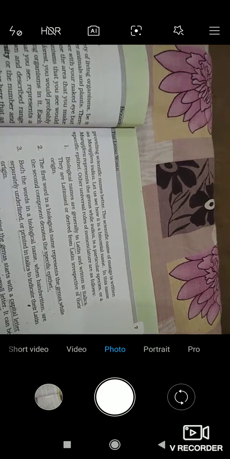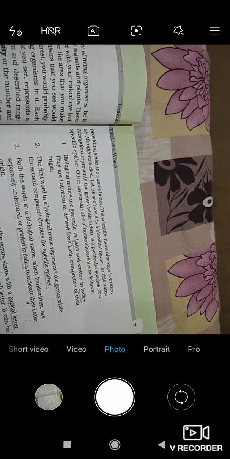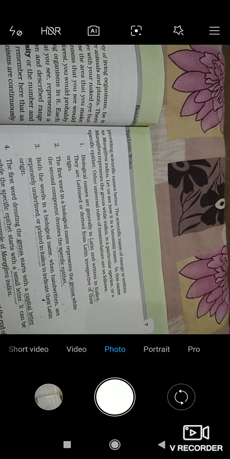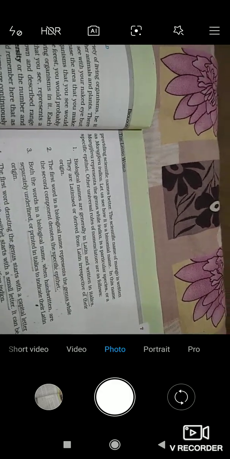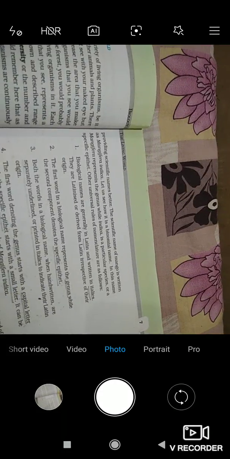Magnifera represents the genus, while indica is a particular species or a specific epithet. Okay, so let's see the next statement. Other universal rules of nomenclature are as follows. Okay, so what happened guys?